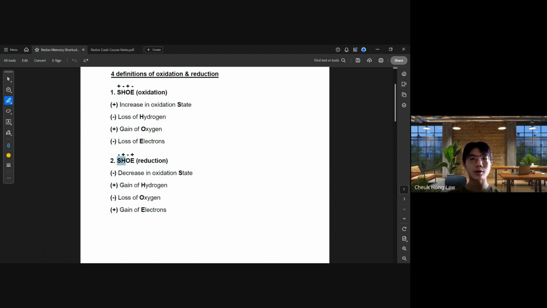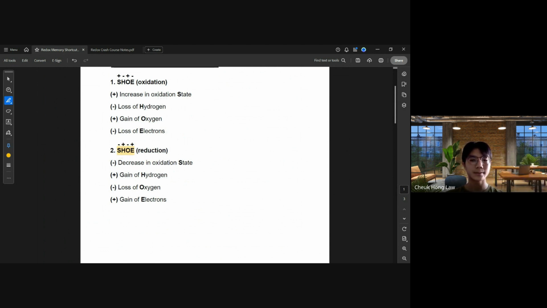So again, the memory shortcut is SHOE, but now it's minus, plus, minus, plus. Think of it like reduction, reduce, right? You start with a minus. You start with reduce, minus. So minus, plus, minus, plus. The first definition is minus S, so it's a decrease in oxidation state.